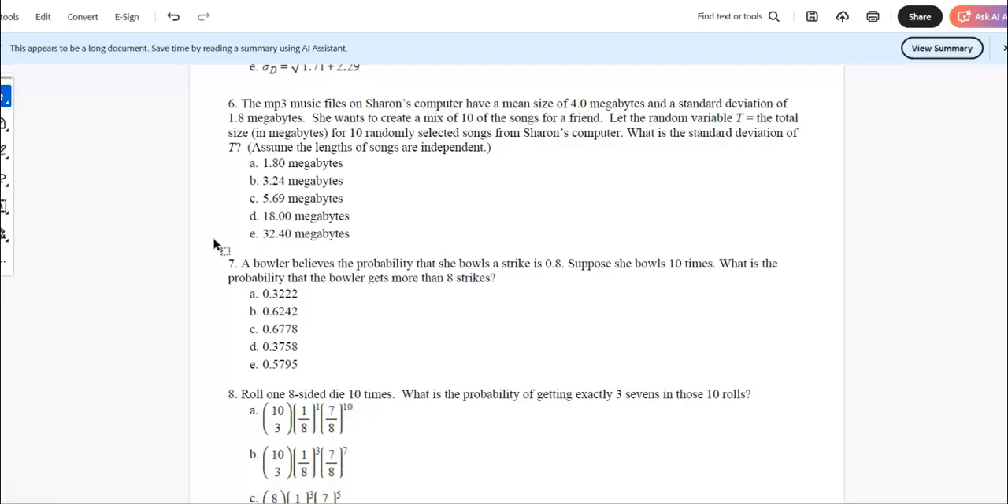The MP3 files on Sharon's computer have a mean size of 4 and a standard deviation of 1.8. She wants to create a mix of 10 songs for a friend. What's the standard deviation? Oh, very similar question to what we had a minute ago, but this is about standard deviation. So you're combining random variables, right? So it's like we said a minute ago. So it's going to be 1.8 squared plus 1.8 squared plus 1.8 squared. So get your calculator out.